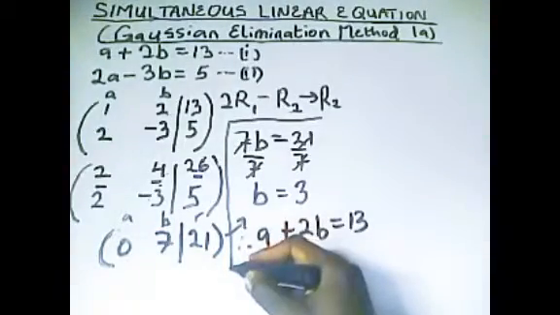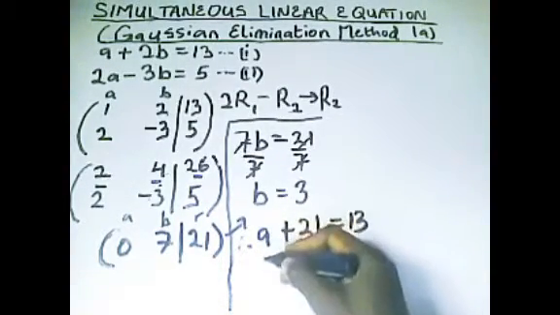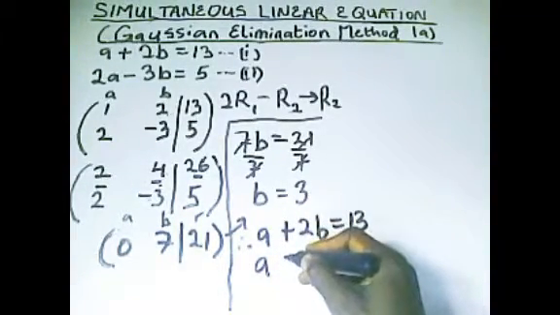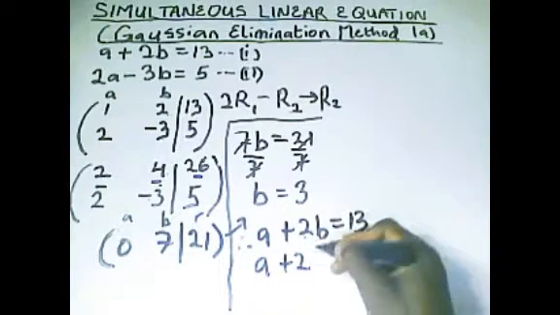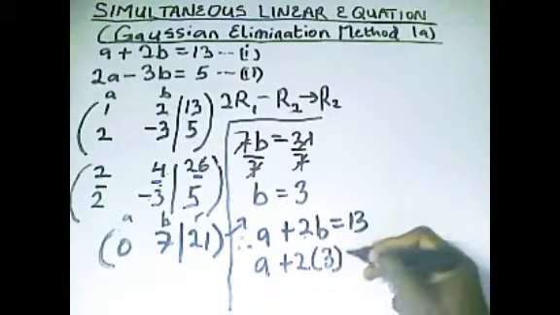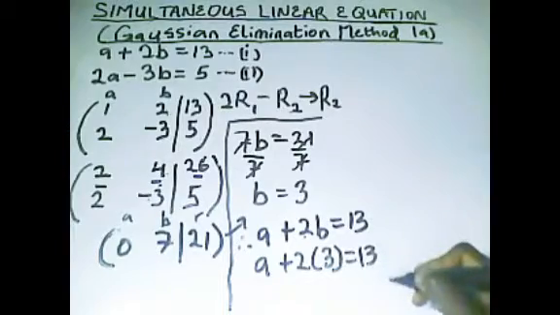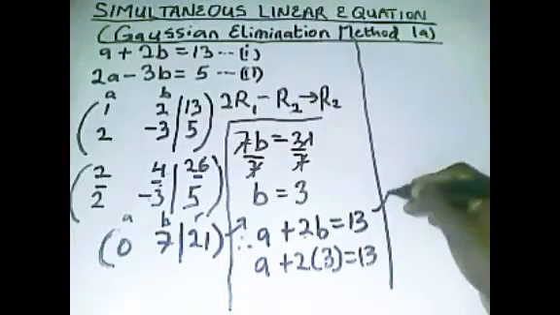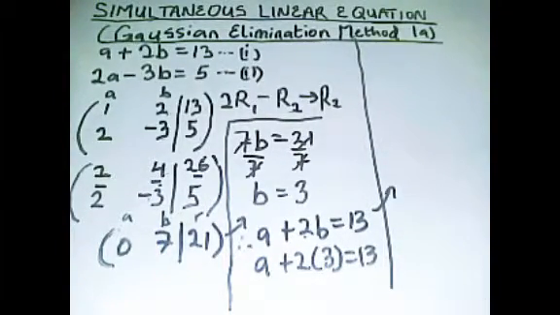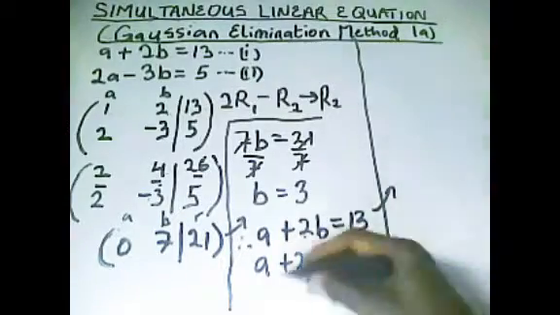Now we are going to take one more step here. Our A still remains where it is, then plus 2 into bracket what? 3, and that gives us 13. We are going to send these values up to continue what we are doing there.